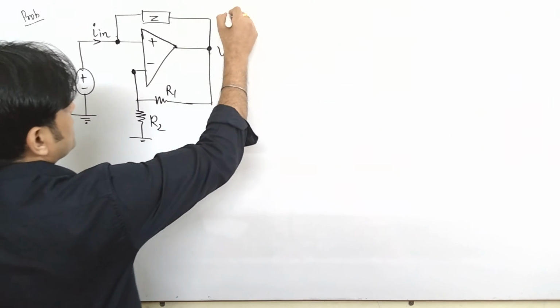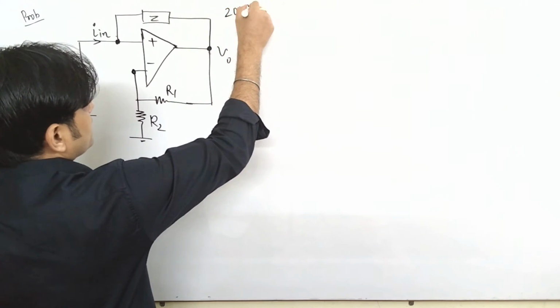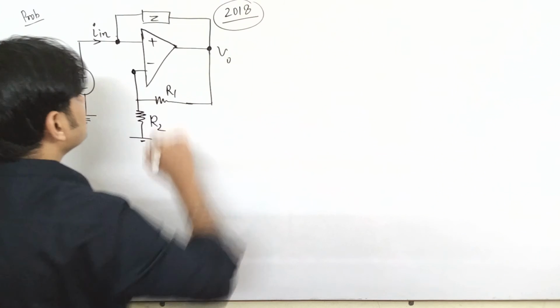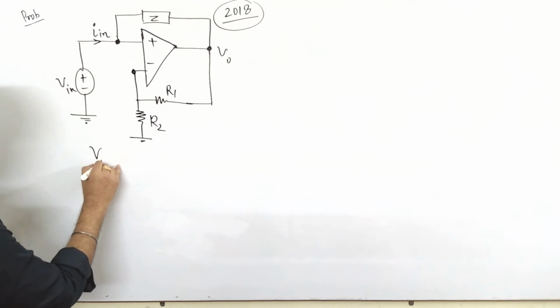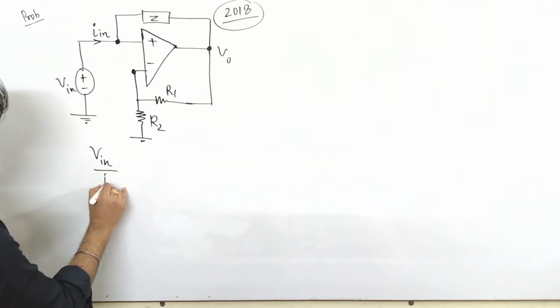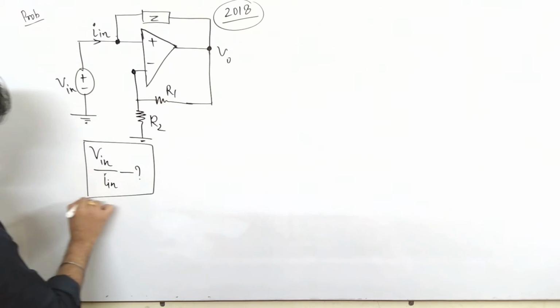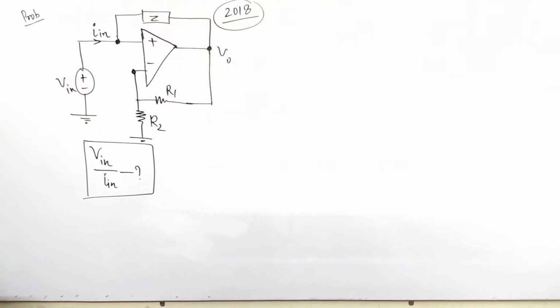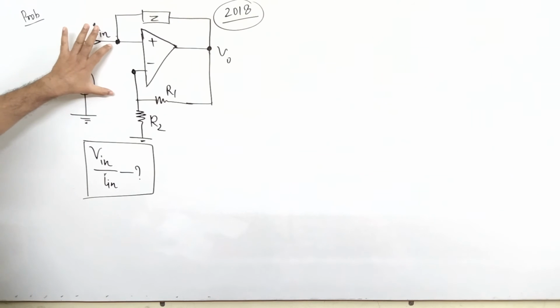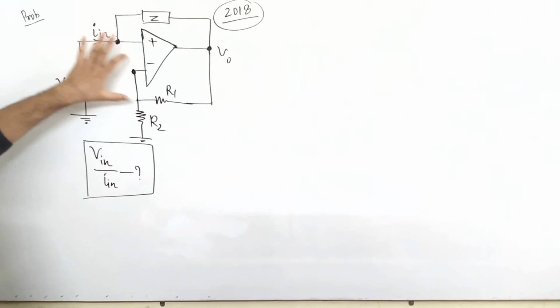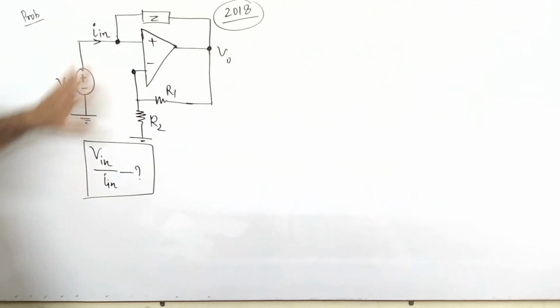So this is your next problem. This problem was asked in GATE 2018. You have to find the value of V in upon I in. Now how do you find the value of V in upon I in? Basically, this OPAMP is ideal in nature, and simply you have to find this value.